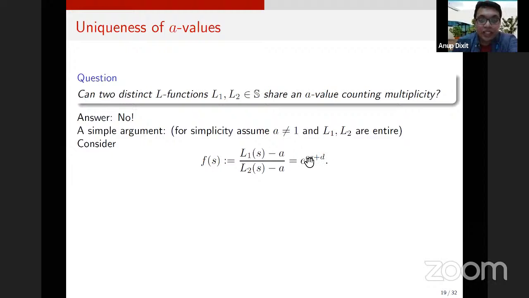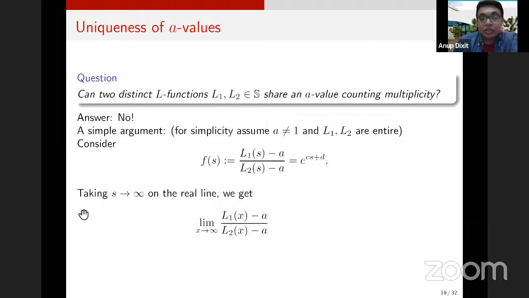No zeros, no poles, so it has to be e to the power of some function f. But this exponent has to be a linear function because L1 and L2 have complex order 1. So it's exactly going to look like e to the cs plus d. But what I also know about these L functions in the Selberg class is that the leading coefficient is 1. So if I take s to go to infinity on the real line, then both L1 and L2 converge to 1. So L1 minus A over L2 minus A converges to 1 minus A over 1 minus A. Since I had assumed that A is not equal to 1, that should be 1. Therefore you get c equals d equals 0, and you get L1 equals L2.